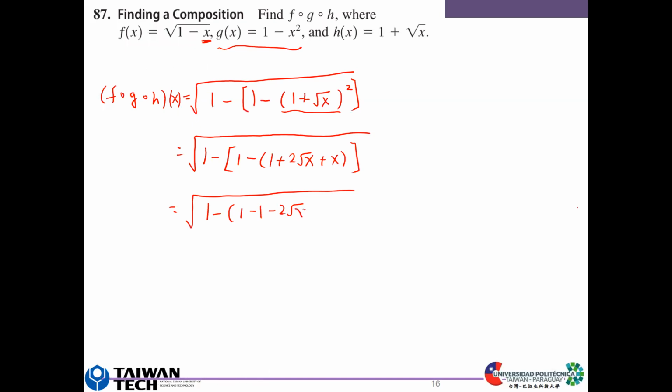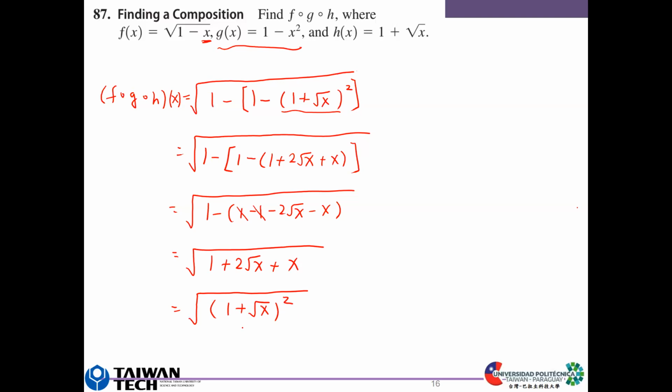square root of x minus x, 1 erase. So you have 1 plus 2 square root of x plus x, which equals 1 plus square root of x squared, and then which equals 1 plus square root of x, which is the answer. So we could have multiple functions.